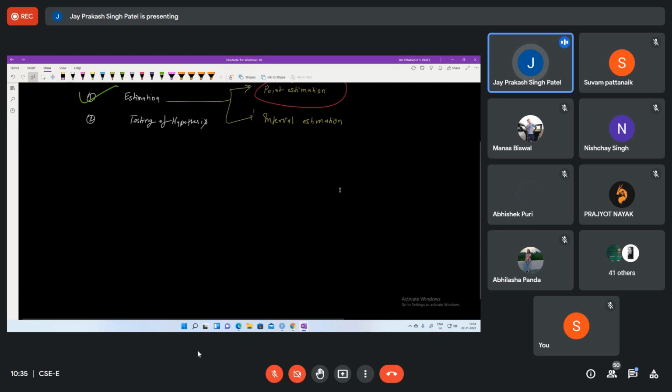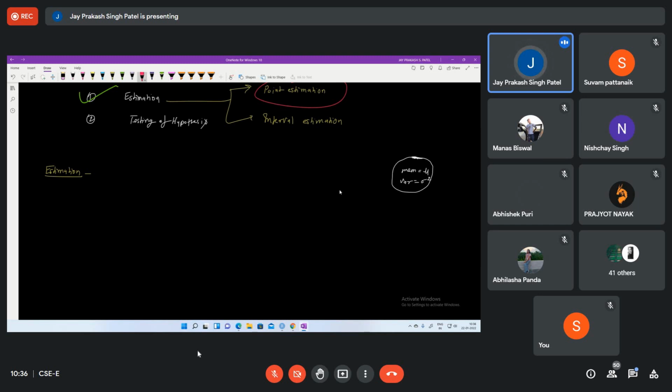So first of all, let us try to understand what estimation is. Suppose we have a population, its size may be finite or infinite, its mean is, let's say, mu, and variance is equal to sigma square. So what is estimation?